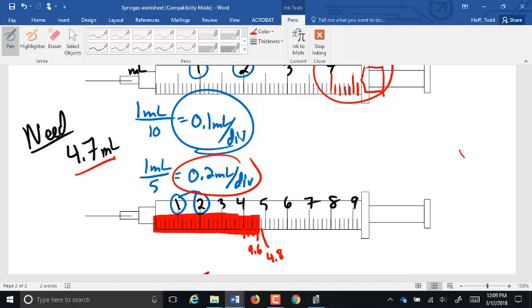Now, most of the time, hopefully we'd be able to find a syringe that's a little bit better that would give us a marking that's what we want. We don't like guessing between markings like that. So anyway, that's scales on syringes. Does anybody have questions on reading these scales?